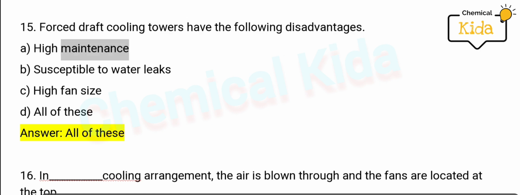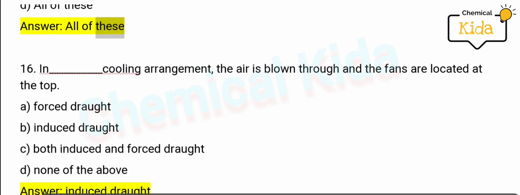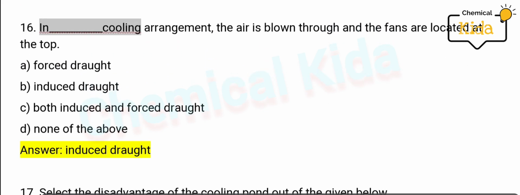A. High maintenance. B. Susceptible to water leaks. C. High fan size. D. All of these. Answer: all of these. 16. In ___ cooling arrangement, the air is blown through and the fans are located at the top. A. Forced draught. B. Induced draught.